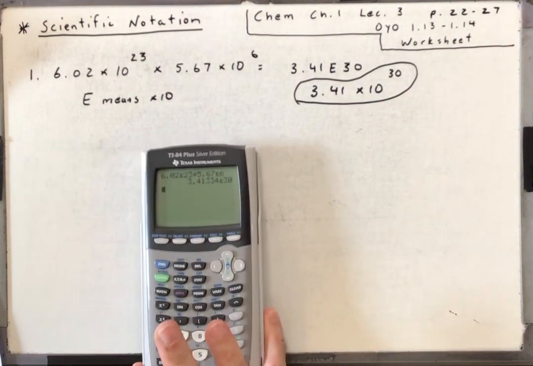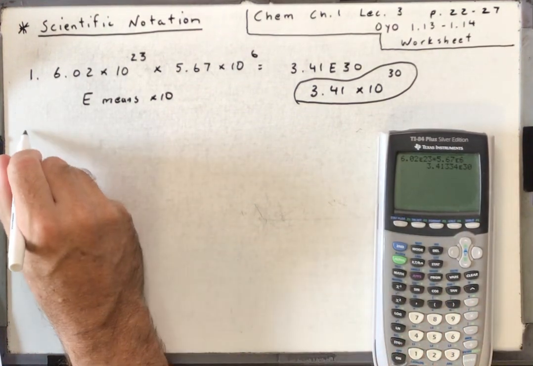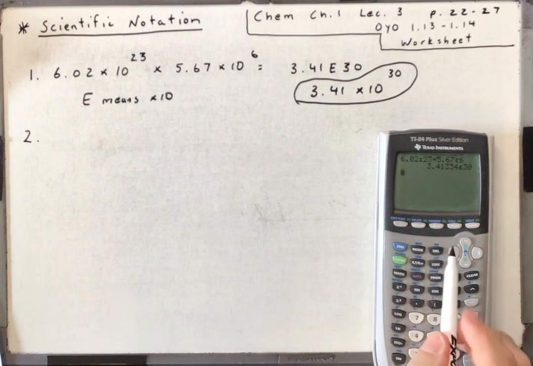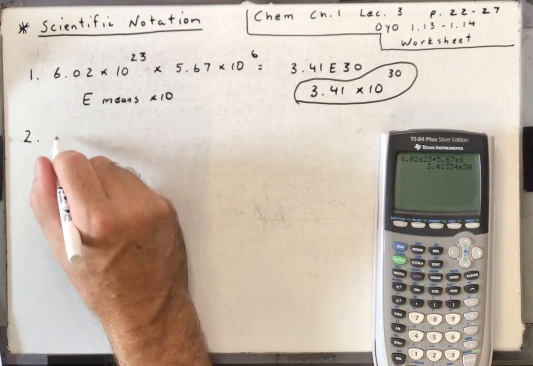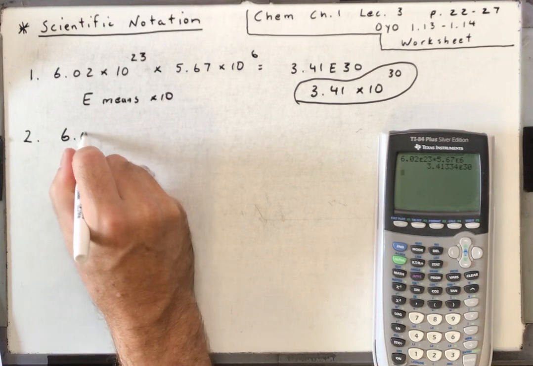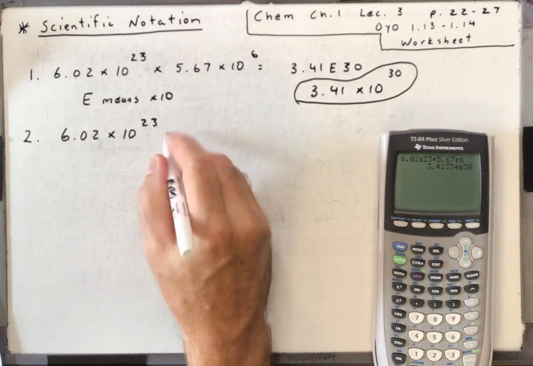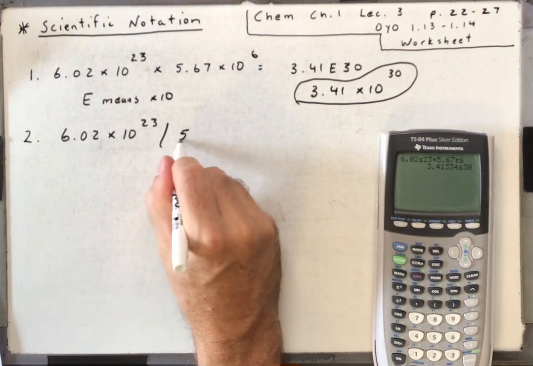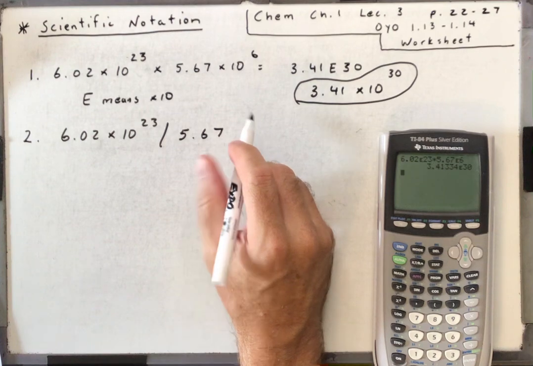Now I'm going to show you in a minute, maybe on the next one, why the times 10 can get you in trouble on your calculator, and why it's better to use that double E button. All right, let's try it on this one. So 6.02 times 10 to the 23rd, and then we're going to divide that by 5.67 times 10 to the 6th.